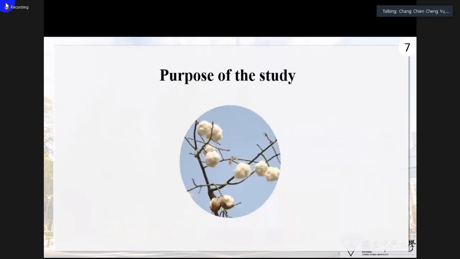In this study, we analyzed the fiber type and composition of the seed fibers, then pulped and made them into paper, tested the paper properties, and evaluated the potential of the seed fiber for pulping and paper making.